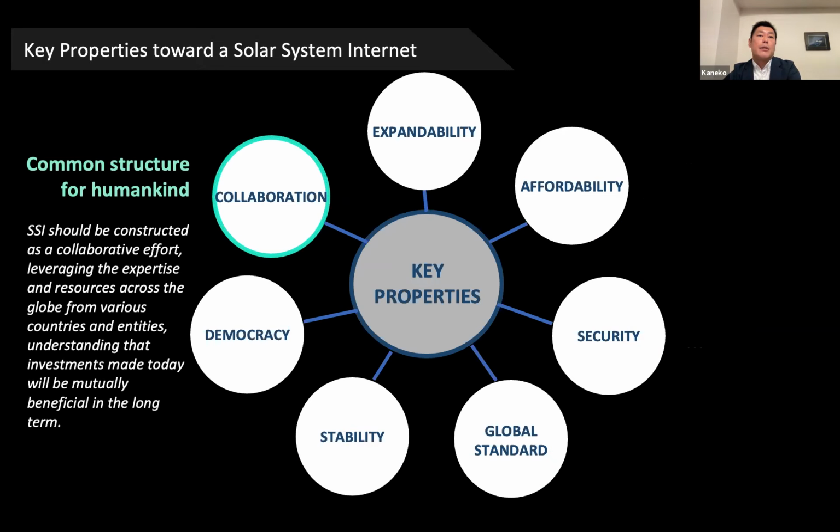So starting with collaboration. Yes, of course, we need collaboration to realize an SSI. The IPN6 sees the solar system internet as a common structure for all humankind. And we should try to build it as a common system, understanding that investments made by various players today will become mutually beneficial in the long term.